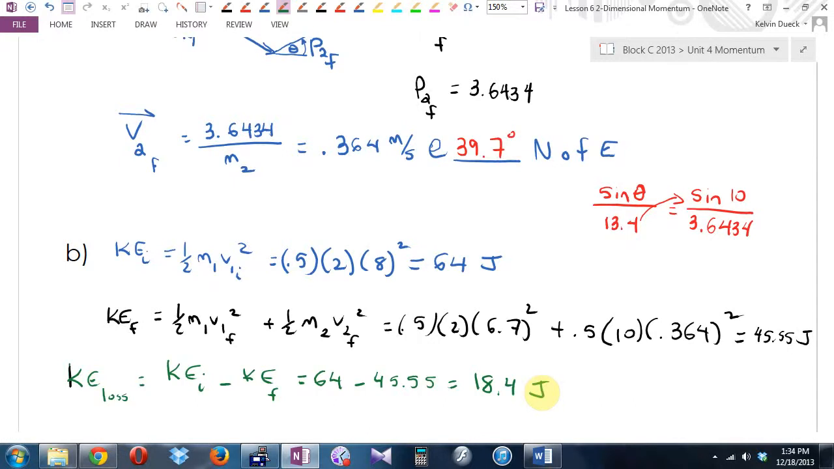In fact, every time you come to a stop in a car, you've lost kinetic energy. It's been transformed into other stuff. Okay? So 18.4 joules of energy must have gone into heat, sound, deforming the metal, and probably air resistance, other forms of energy loss.